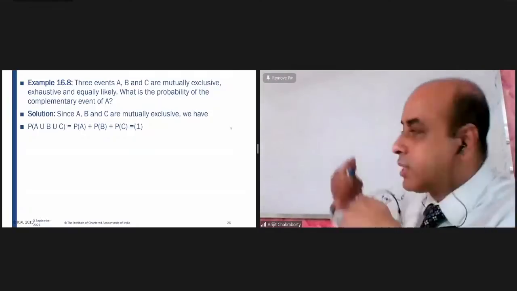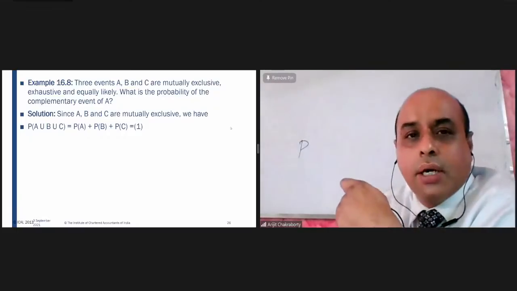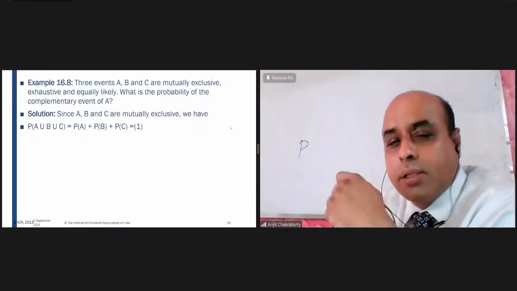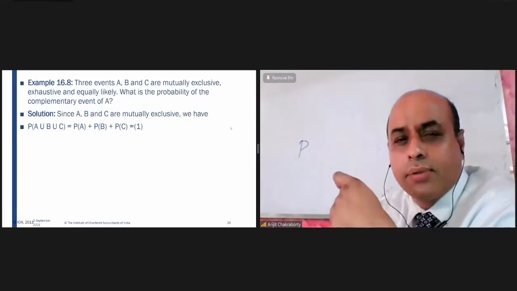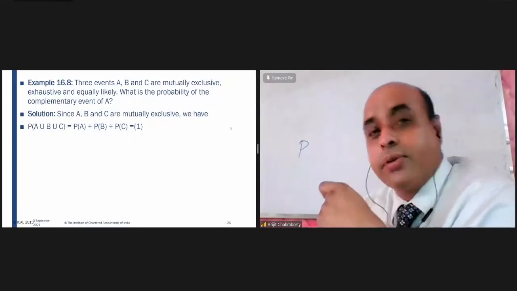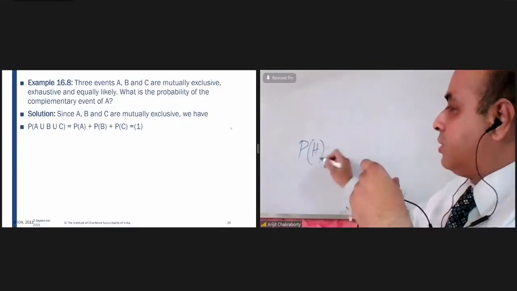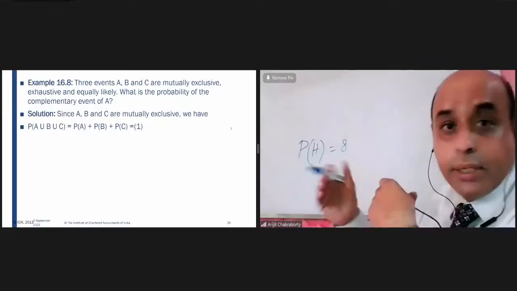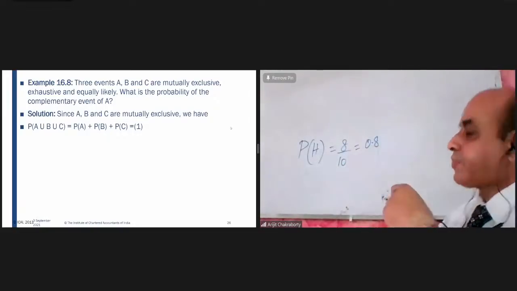Very simple. As I took a number of examples, say there is a movie which is coming up. You feel that there is an 80% chance that the movie will be a hit. The movie will be a blockbuster hit in the box office, huge collections, very good rating. So I can write the probability of hit, H means hit, is 8 by 10 or 0.8.